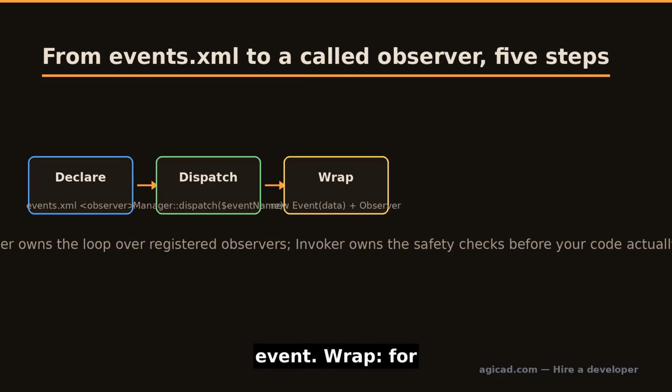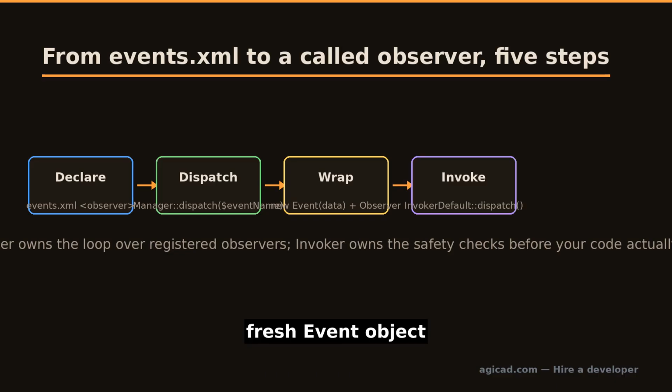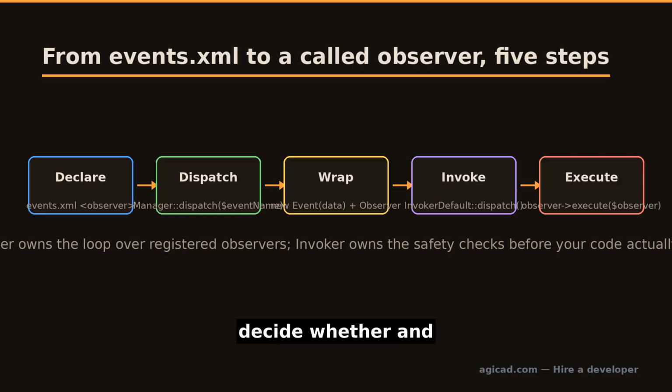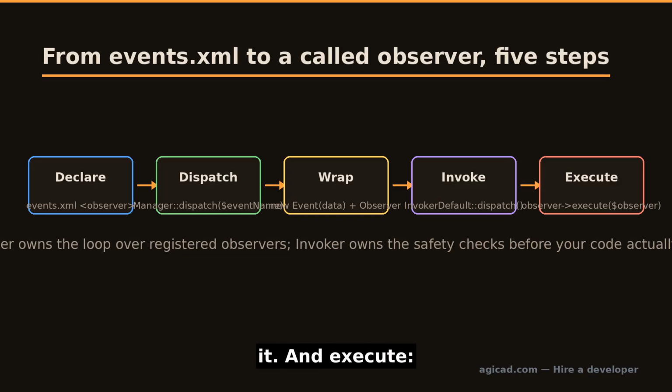Wrap: for every observer registered against that name, the manager builds a fresh event object holding the data, and an observer wrapper carrying that event. Invoke: the manager hands each observer's configuration and that wrapper to the invoker, whose job is purely to decide whether and how to call it. And execute: assuming the observer passes every check, the invoker finally calls your execute method, with the wrapper as its only argument.